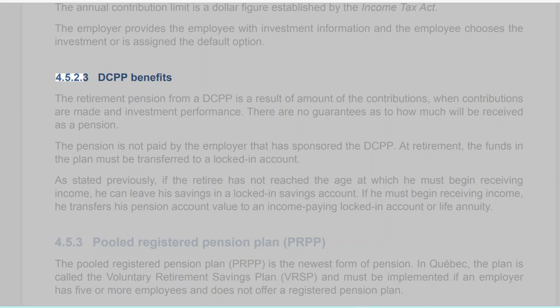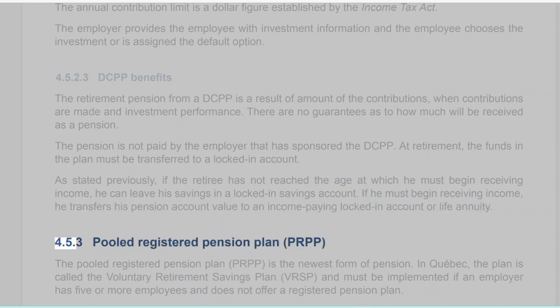5.2.3 DCPP benefits. The retirement pension from a DCPP is a result of the amount of the contributions, when contributions are made and investment performance. There are no guarantees as to how much will be received as a pension. The pension is not paid by the employer that has sponsored the DCPP. At retirement, the funds in the plan must be transferred to a locked-in account. As stated previously, if the retiree has not reached the age at which he must begin receiving income, he can leave his savings in a locked-in savings account. If he must begin receiving income, he transfers his pension account value to an income-paying locked-in account or life annuity.